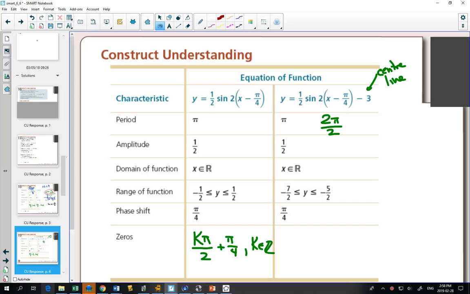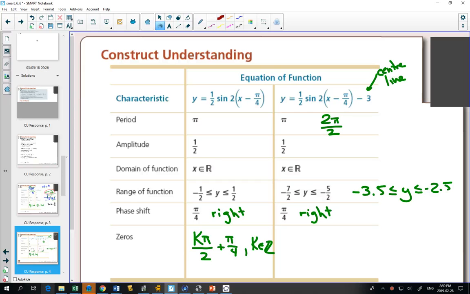But now our range, and if you wrote it as negative 3.5 to negative 2.5, that's fine. Because we've moved it down 3, it was from a negative a half to a half, now moved down 3. It's from negative 3.5 to negative 2.5. We still have a phase shift of pi over 4. I actually wouldn't mind if you wrote the word right there. The fact that it's a positive pi over 4 implies that it's to the right. Does it matter if you write it as a mixed fraction or? No, if you wrote it as negative 3.5, that way is fine too.